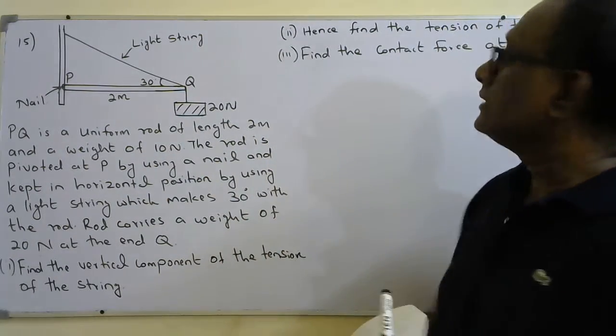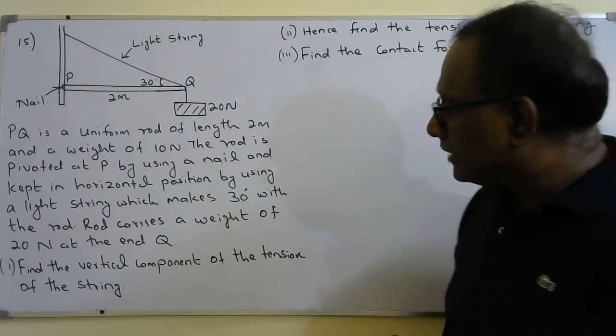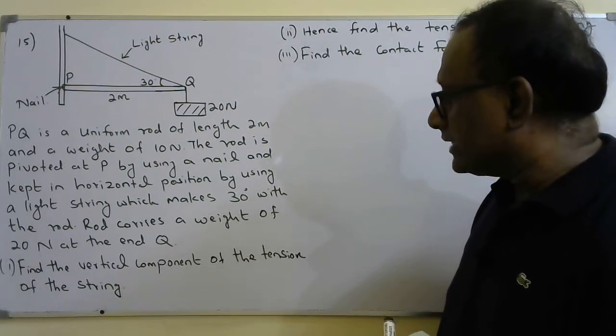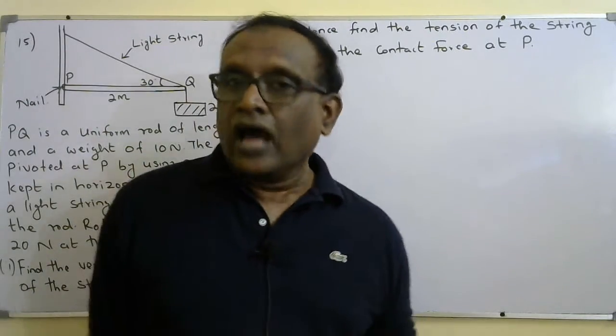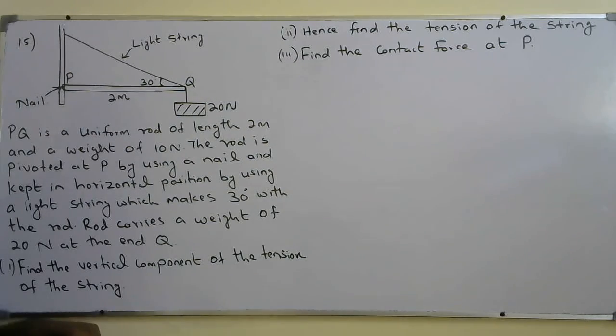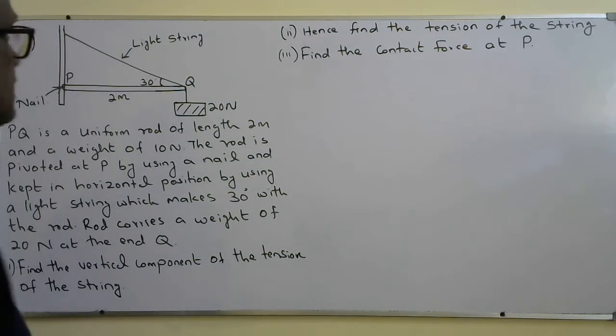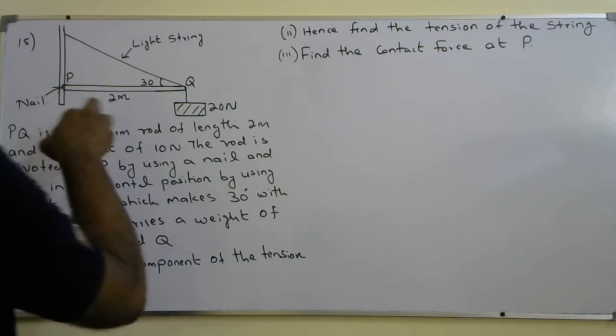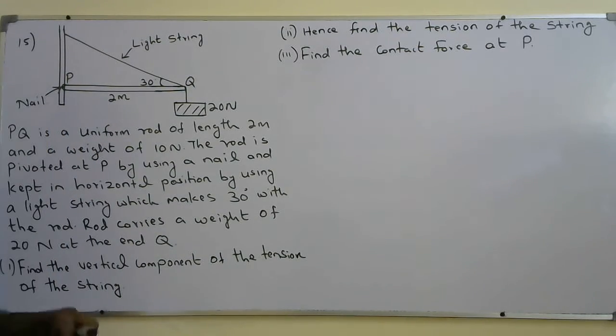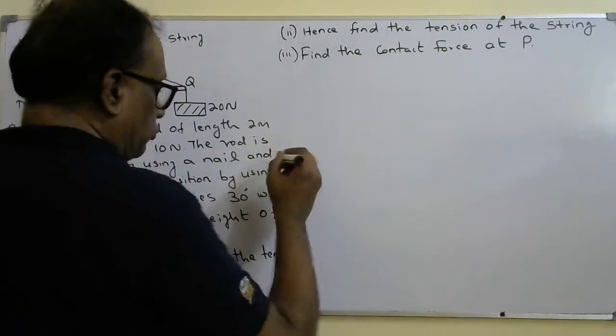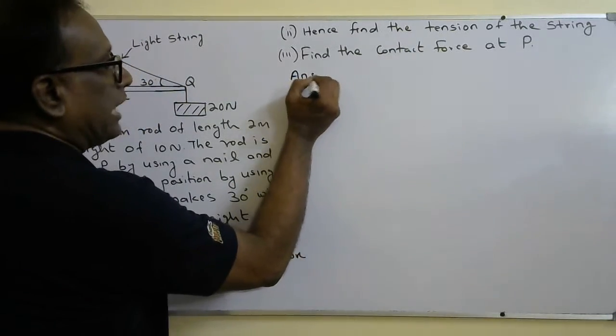That's a question. Third part. First part, find the vertical component of the tension of the string. Okay, so there I need to consider again the moments, principle of moments, because I don't know what is the force acting at P. So what are the forces acting at P? I don't know. So I can draw a free body force diagram first, then I'll answer it.